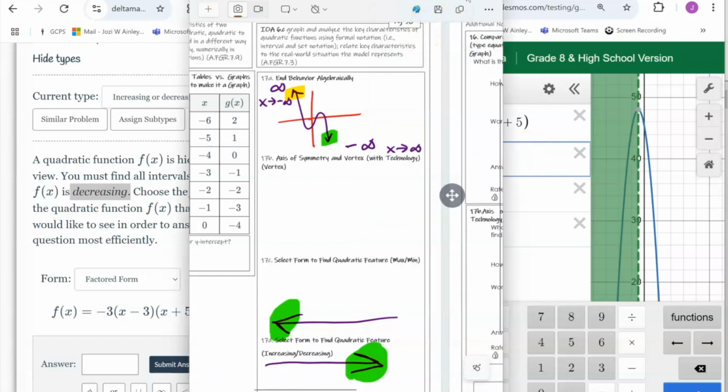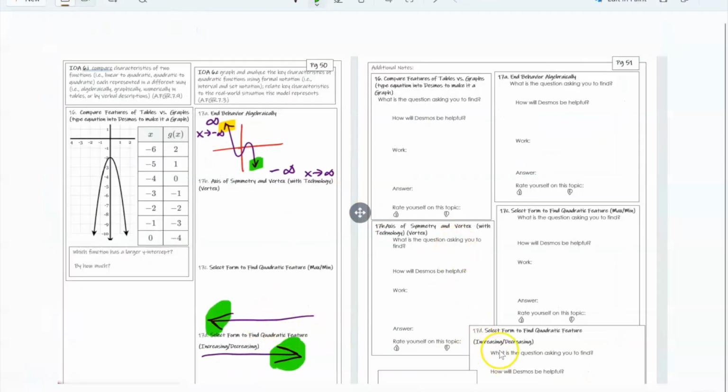So when you're answering this question for 17D, which is right here, how will Desmos be useful? To check your answer. It's going to be useful to check your answer to make sure it colored the correct side. So once again, please make sure that you did complete your notes.